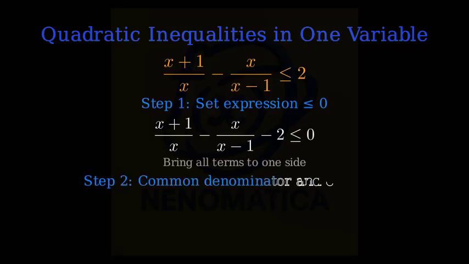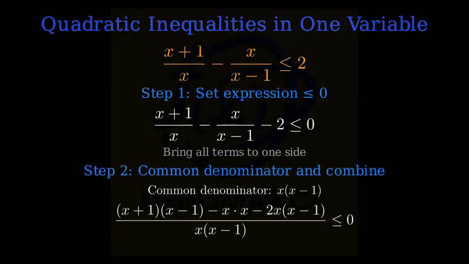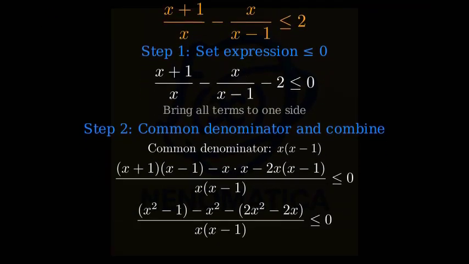Step 2. Find a common denominator and combine. The common denominator is x times (x minus 1). Combine the numerators over this denominator. Now expand the numerator and simplify.